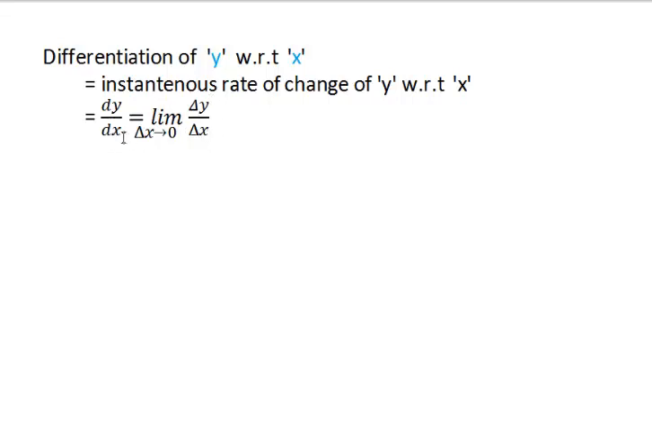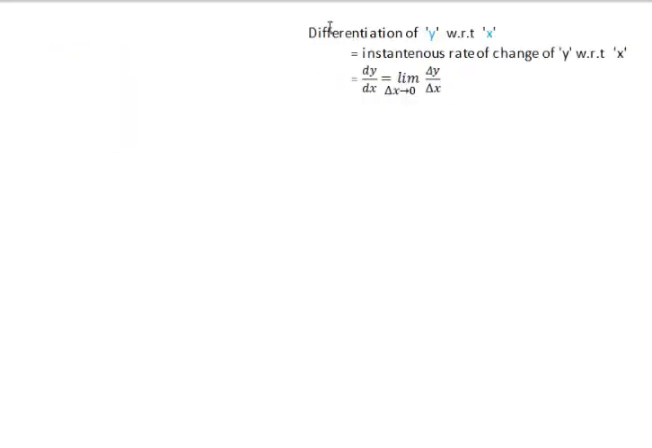This equation dy by dx is equal to limit delta x tends to 0 delta y by delta x tells you that the instantaneous rate of change of y with respect to x is obtained as average rate of change of y with respect to x given this condition that delta x tends to 0, or the observation is taken very near to the point. Given this definition, let's try to find out dy by dx of a function.